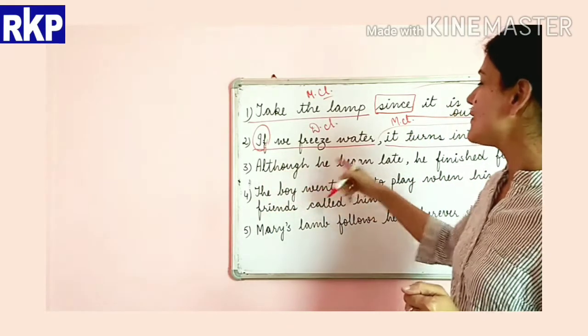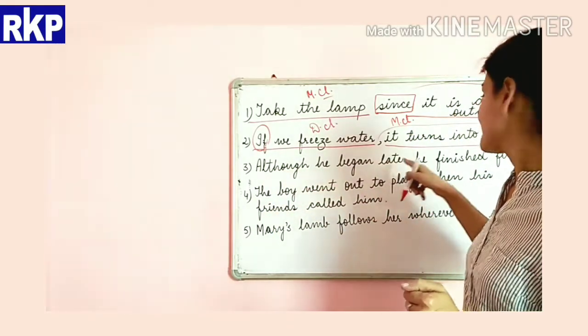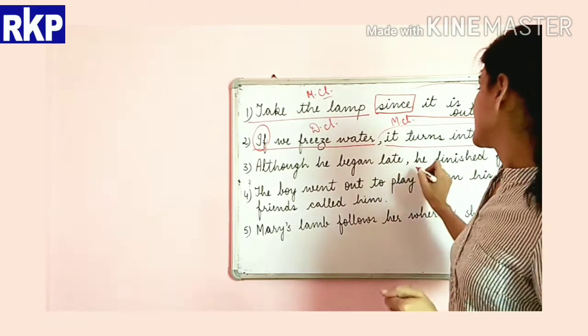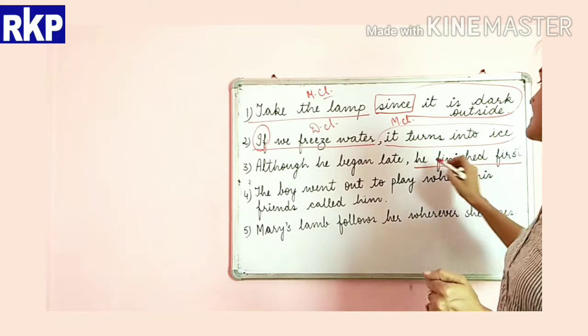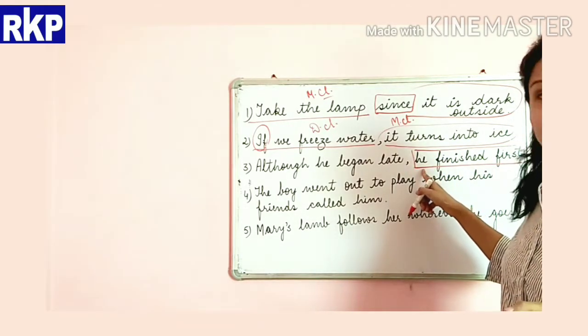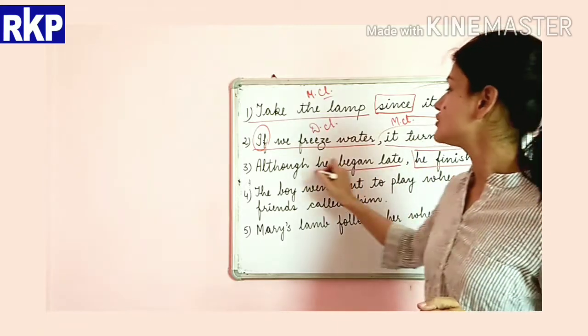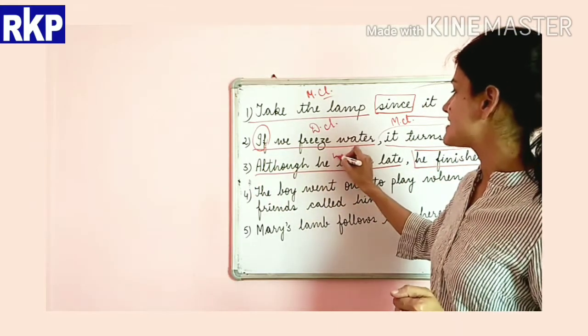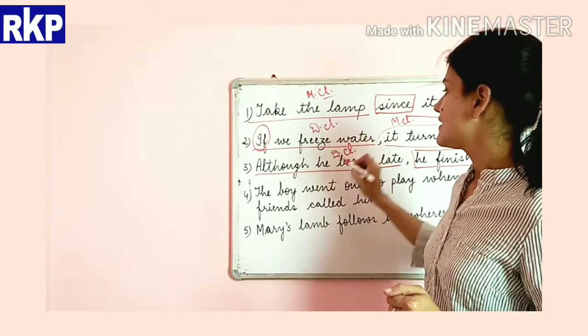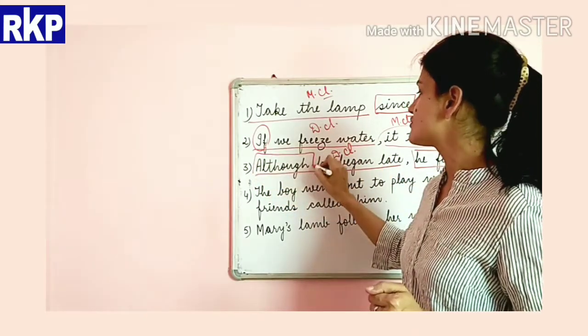Now, although he began late, he finished first. Here "he finished first" is our main clause, and "although he began late" is our dependent clause. And our conjunction is although.